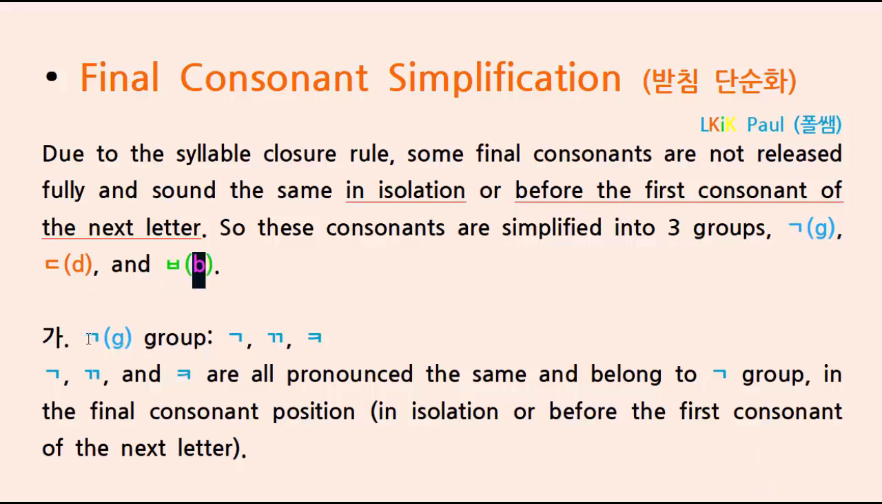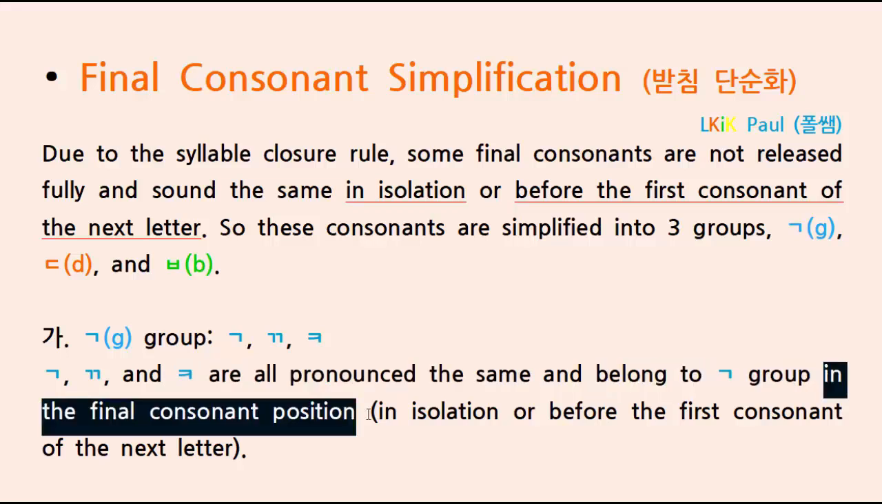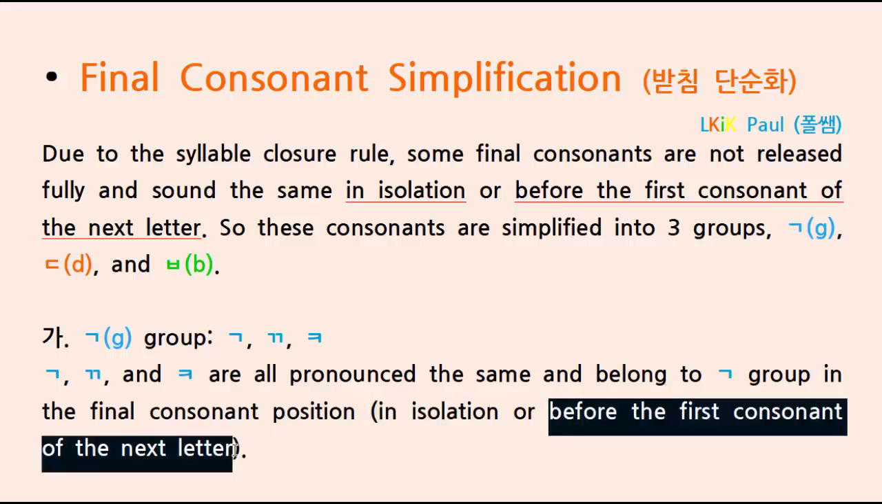So let's first check out this 기역 group, G group. These three consonants belong to 기역 group. And 기역 is the representative sound of all these three final consonants. Let's read this. 기역, this is 쌍기역. And this is 키읍, K sound. Are all pronounced the same and belong to 기역 group in the final consonant position when they are pronounced in isolation or when they are before the first consonant of the next letter.